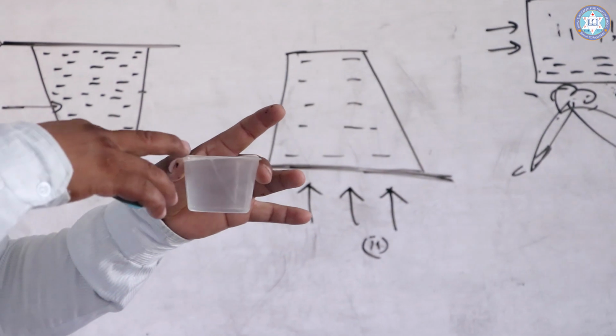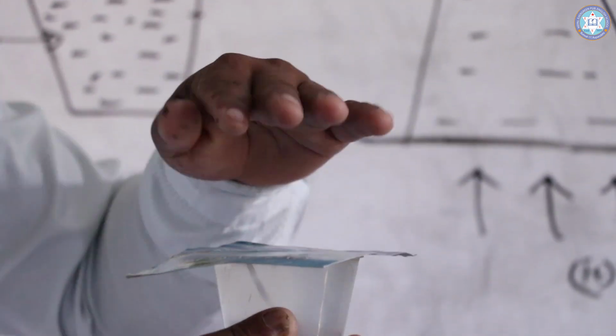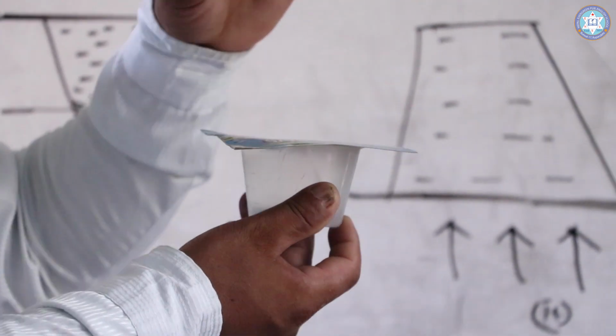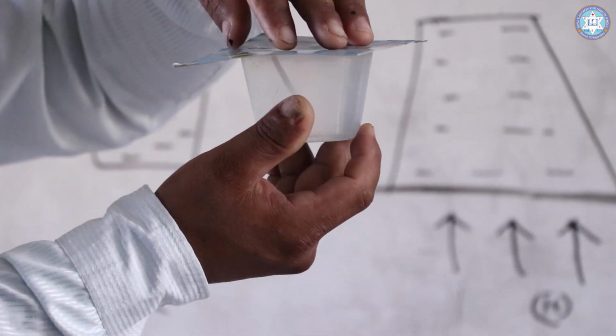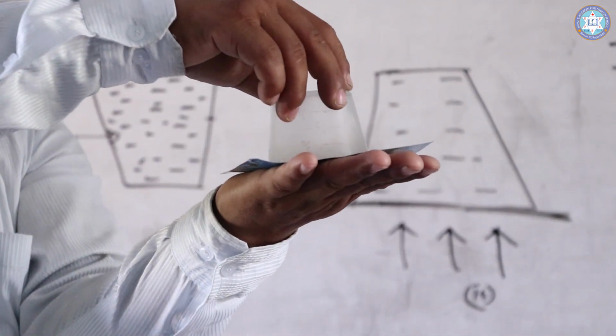This is the cup. Then I'll cover it with paper or cardboard. Then what happens? Then I invert it, this structure, this shape. This is called the inverted position.